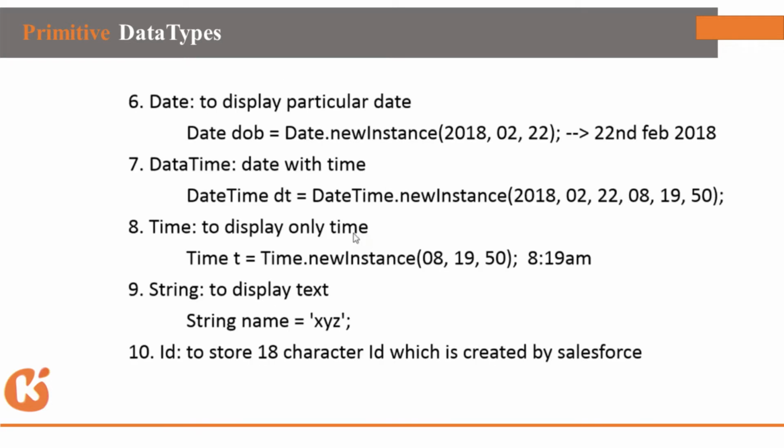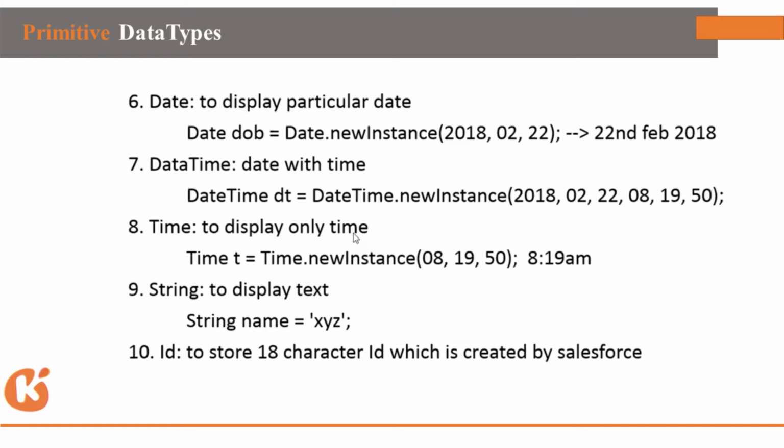Then we have date, time, datetime. So we have many data types. If you want to display the date, we'll be using the date data type. Date followed by the variable name, which stores the value. So I have taken the variable name as DOP. Here I want to store a date format. So in Salesforce, how to create a date? This is the syntax: Date.newInstance of year, month, date. So 2018, February 22nd. This is going to be the date.